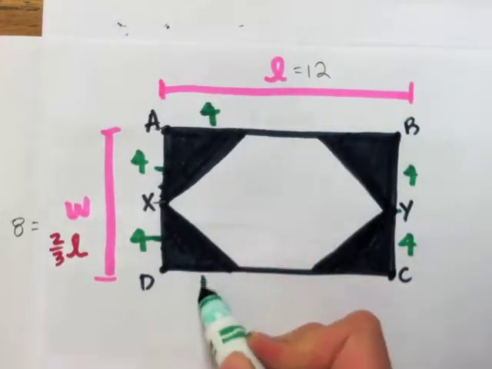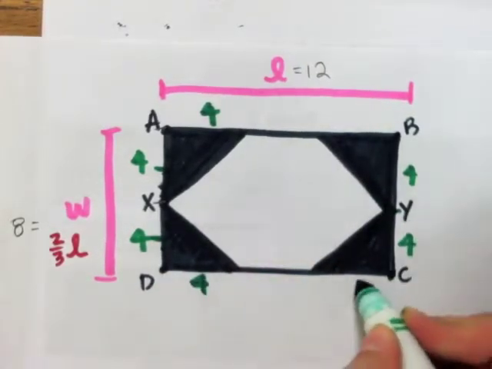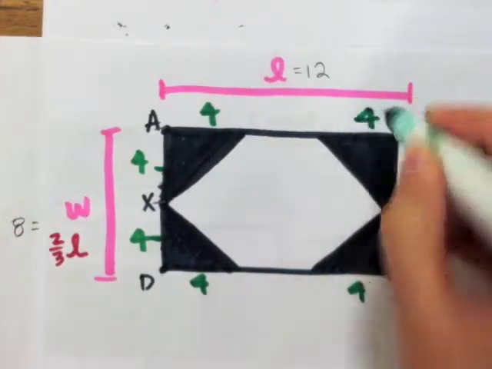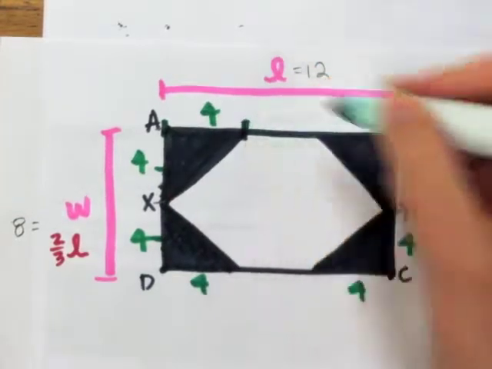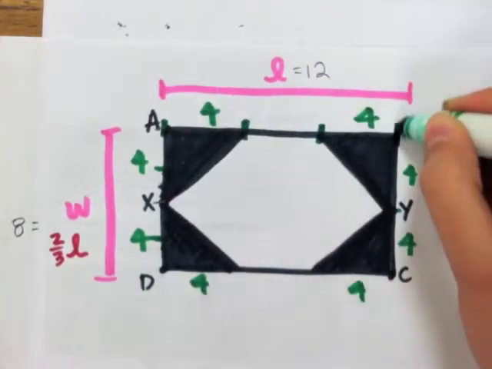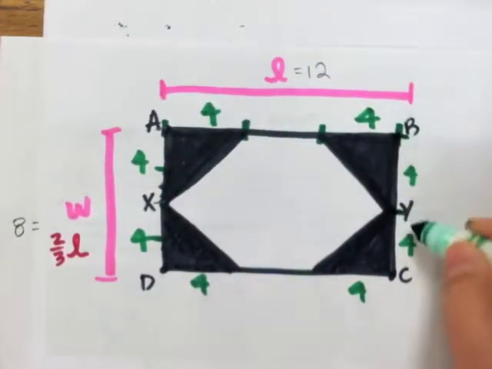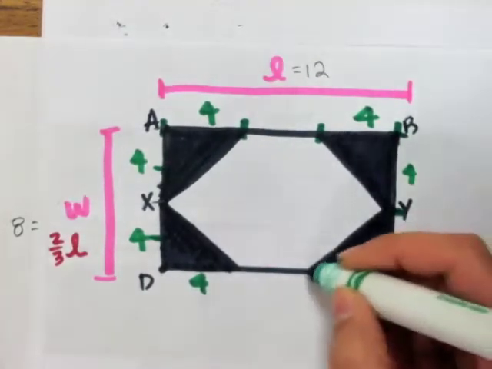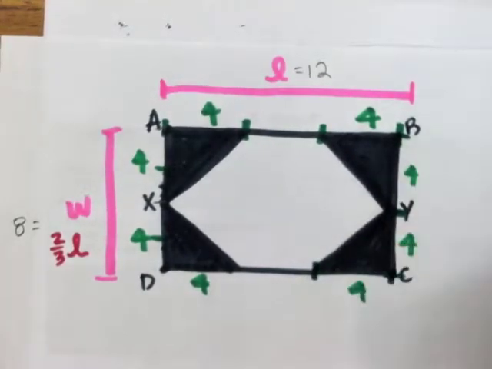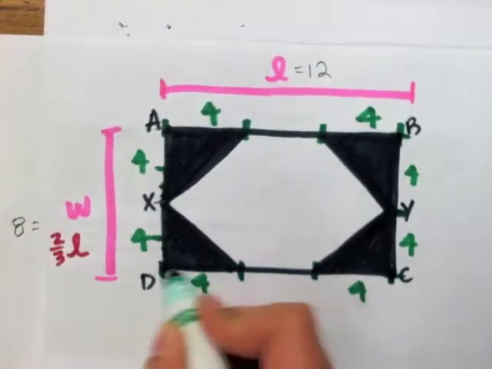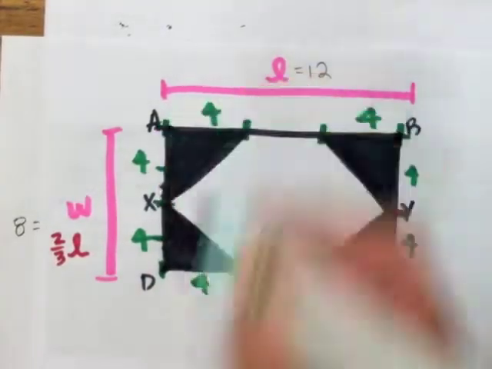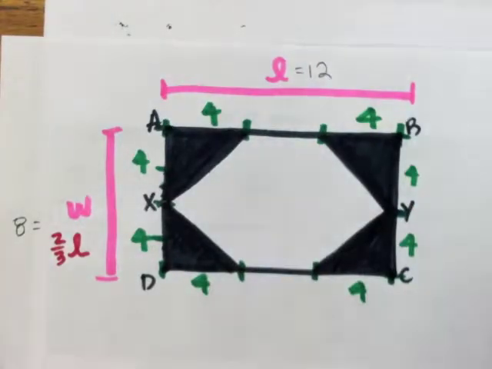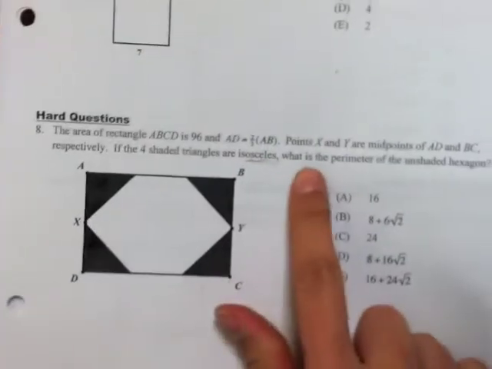So 4, and then another 4. Okay? So from here to here we have 4. From here to here, 4. From here to here, 4. And 4. All right, so now we need to figure out the answer to the actual question.